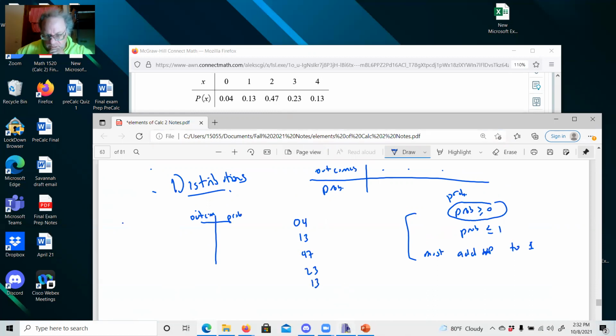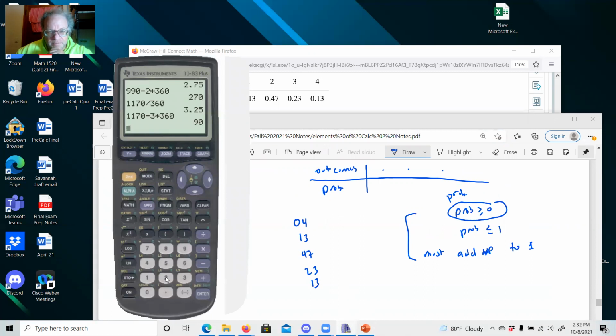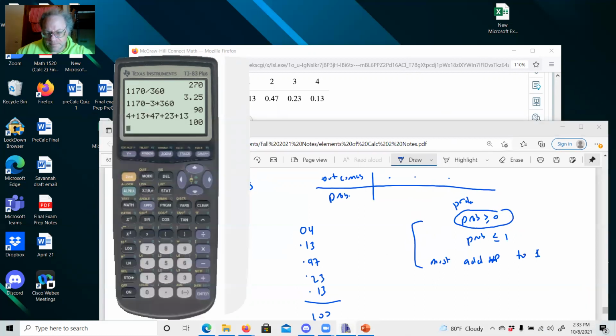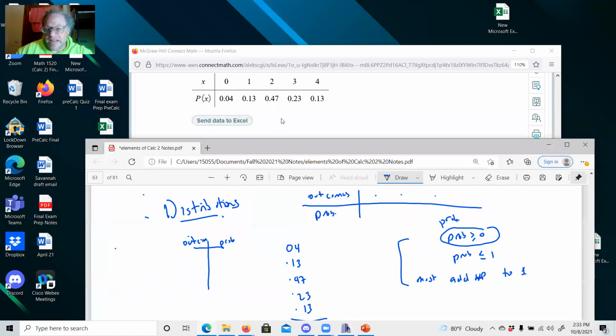Okay, so I'm going to grab my handy dandy calculator here. All right, and we're going to say 4 plus 13 plus 47. These are all in cents, so I know these are each going to be decimals. Okay, but we end up with 100 pennies. That's $1, so that's equal to 1. Okay, if I put in all the little decimal places here. Okay, so there we go. They add up to 1. Fantastic. It's a probability distribution. All right. That wasn't even a question they asked.